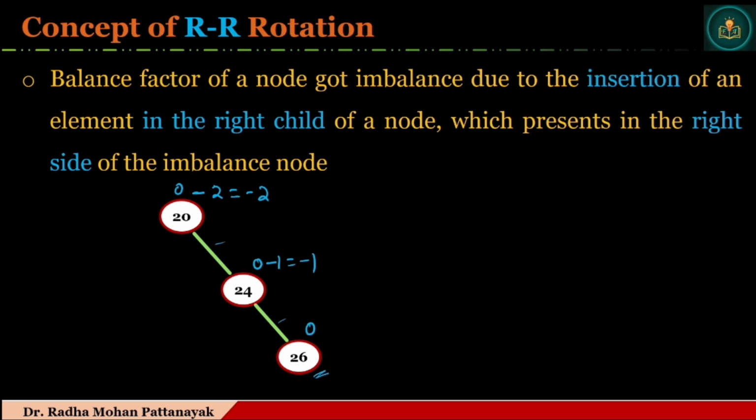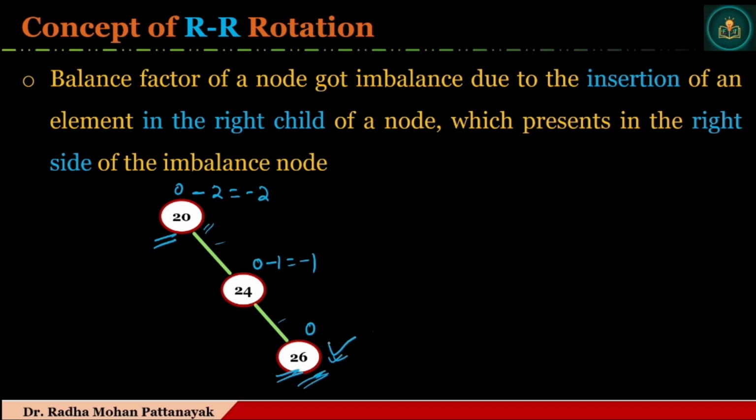So you need to apply some rotation method to make it balanced. From these 4 rotation methods, how will you decide what type of rotation you will apply here? Just check which node got imbalanced and due to which node it got imbalanced. These 2 things you need to find out. So what is the imbalanced node here? 20. Due to which node did 20 get imbalanced? 26. So now find which side of 20 the 26 is present on. Then this will give you the idea which type of rotation you will apply.